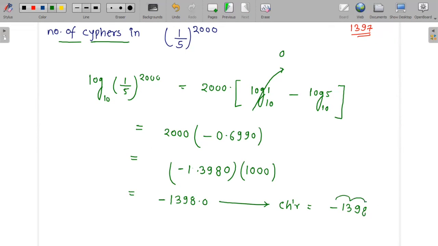So if I ask you to access the characteristic, then the characteristic will be -1398. And from that characteristic, what I am actually looking for is the number of ciphers. So how can I get the number of cipher? By taking its absolute value, which is 1398, and let's subtract 1 from it. This is how we end up getting the answer of that question. I hope this will help you out.